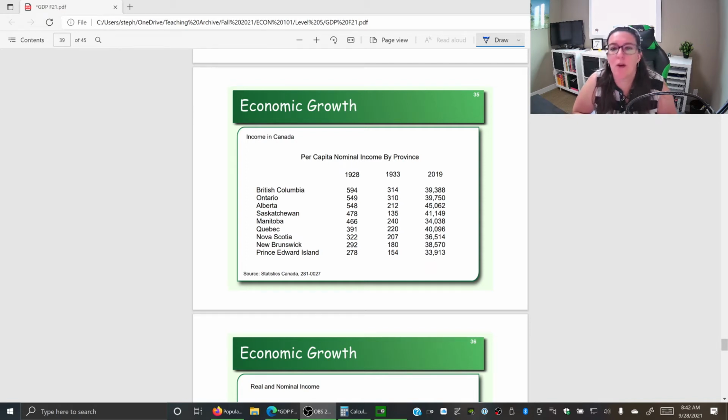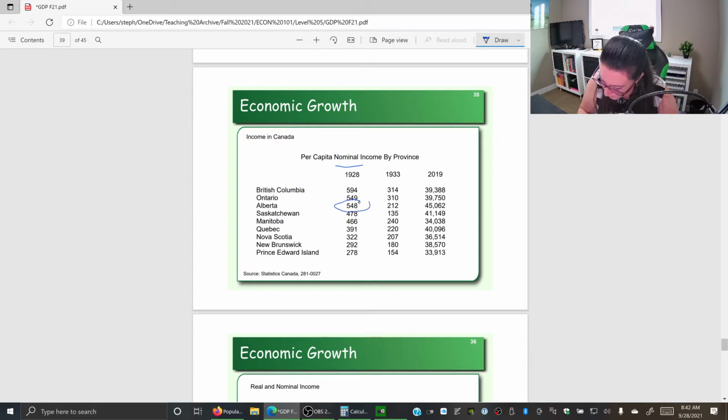Before we leave the topic of real and nominal, let's look at real and nominal income. So here we have the income of different provinces in Canada in 1928, 1933, and 2019. This is nominal income. So this is based on the prices in the period in which we're looking at. So 1928 prices, 1928 income. All right, let's look at the difference.